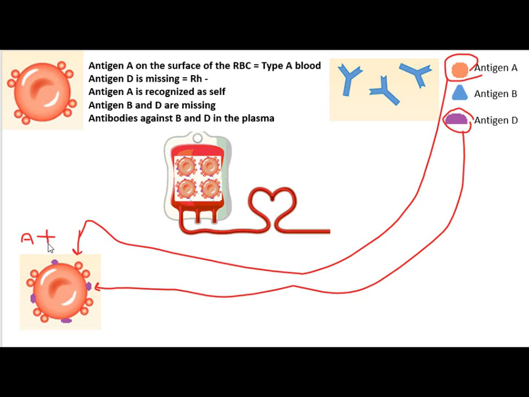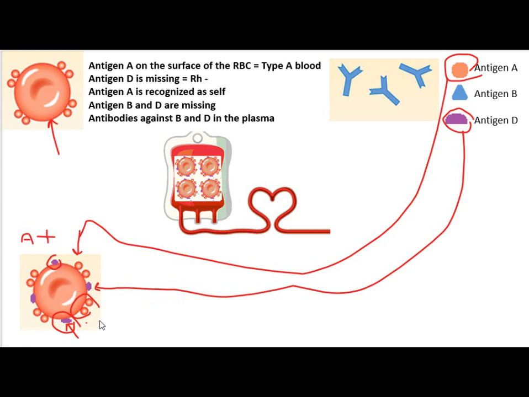If A plus goes to the individual, because this person has A minus, its immune system will not recognize this shape as self. So this is a stranger. Even though it recognizes this one, it will attack this protein. Because both proteins are located on the surface of the same red blood cell, by attacking those proteins, the whole red blood cell will be destroyed.